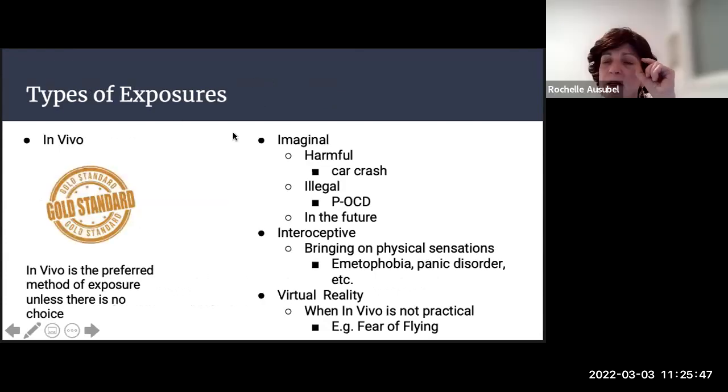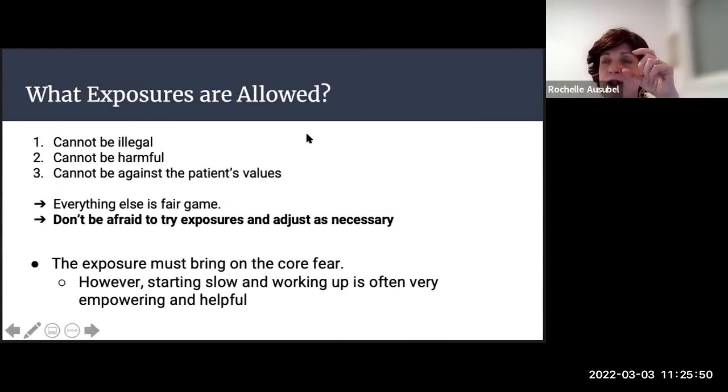You give an example of either like an SO OCD or relationship OCD where you have to give an exposure, but you're making sure you're not going against the patient's values to do that.